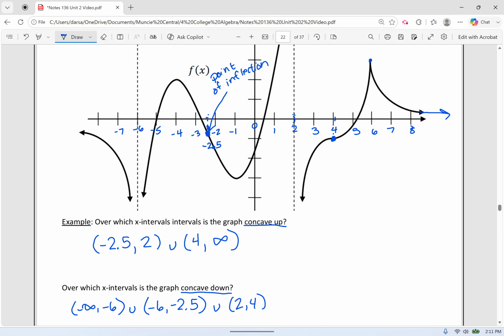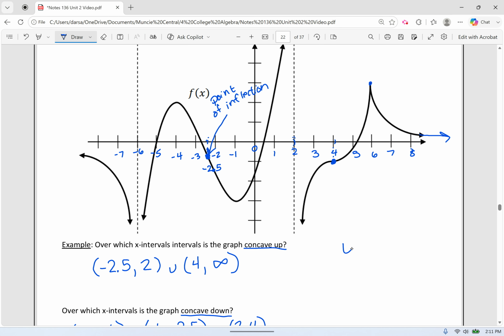So graphically speaking, I hope you can just remember U shapes are concave up, N shapes are concave down, and we always report the x's.